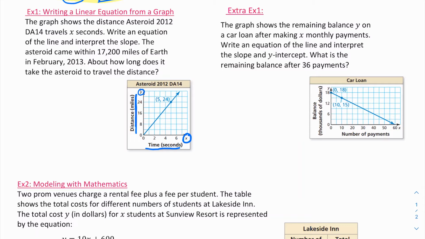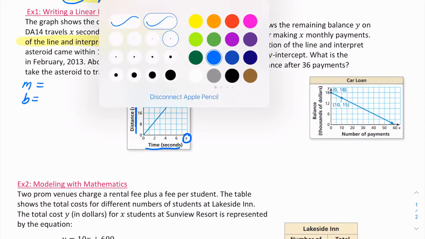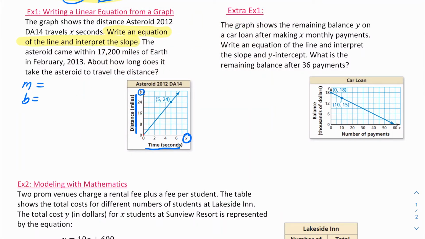So the first question is really a two-part question. They ask you to write an equation of the line and interpret the slope. If I want to write an equation, you always want to find m, which is the slope, and b, which is the y-intercept. The slope is rise over run. When you go to the graph, you just need 2 points. First of all, we already know that the y-intercept is 0 because that's where the line hits the y-axis, at (0, 0).